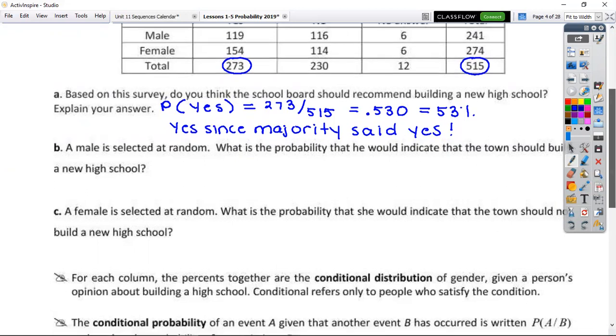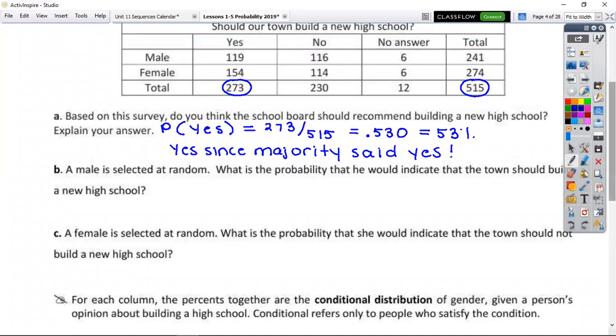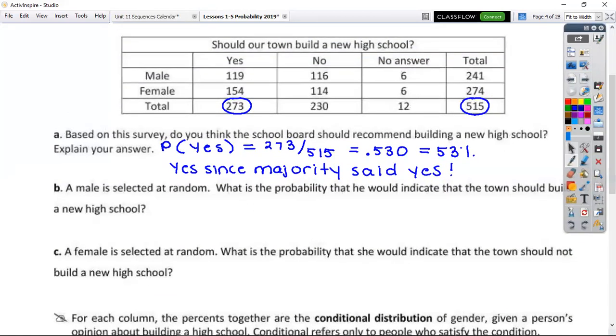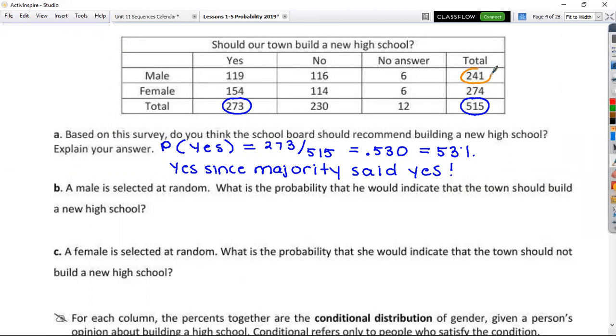So letter B, a male is selected at random. What is the probability that he would indicate that the town should build a new high school? All right, we do this in orange. So we want males. So male selected at random. How many total males do we have? And then I'm going to show you how to write this too. And then we want the probability that they should build a new high school. So that I'm going to circle which number?